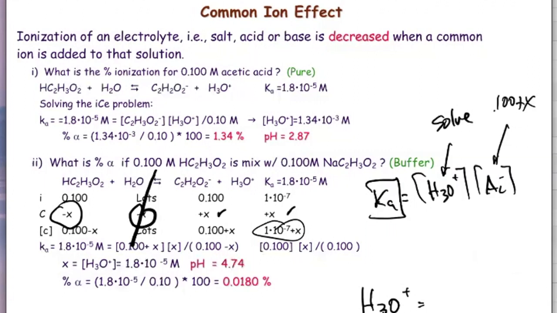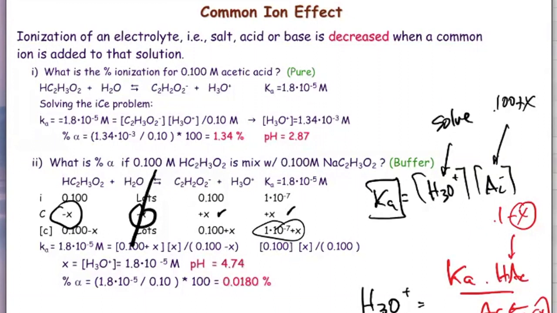Hydronium is equal to the following. It's equal to Ka times HAc all over Ac. But remember, this is 0.1 minus X, and this is 0.1 plus X. But we can make the simplifying assumption and say that X is negligible for both of these. So this becomes 0.1, this becomes 0.1 right here. And so hydronium is just Ka right here, because we have a common ion, and the common ion will basically simplify the math.